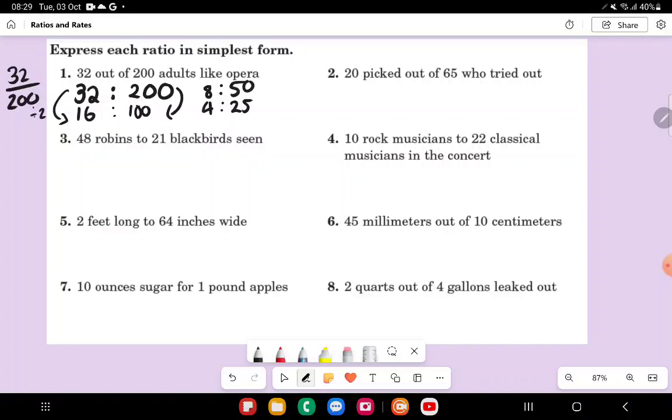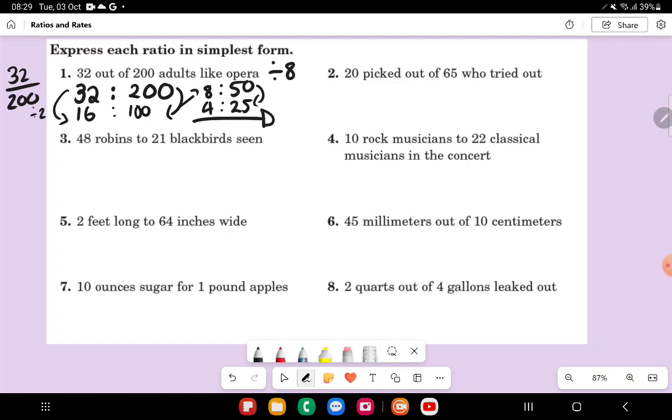At this point, I'm not able to simplify anymore because there is no common factor. The factors I can divide 4 by are 1, 2, and 4. I cannot divide 25 by 2 or 4. So this is as simple as it gets. We divided by 2, then by 2, and by 2 again. So in actuality, what we did was we divided by 2 to the power of 3, which is 8, on both sides.